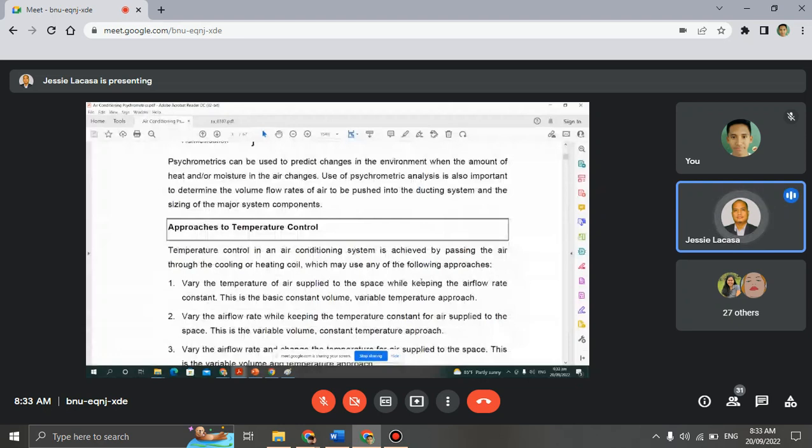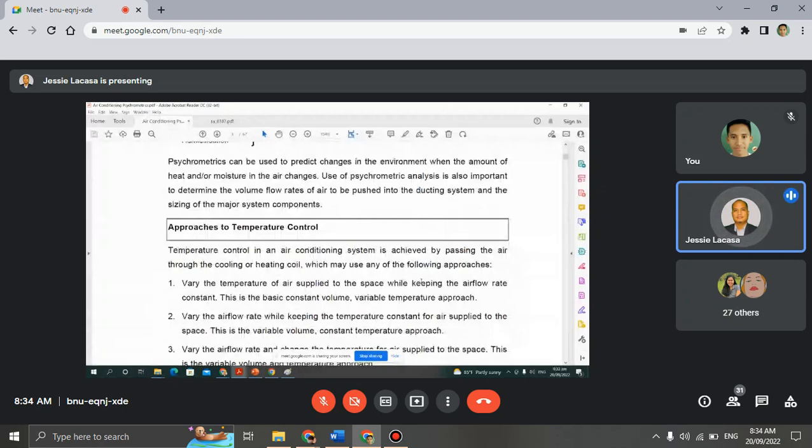Okay? So for the approaches to temperature control, temperature control in an air conditioning system is achieved by passing the air through the cooling coil or heating coil. So which may use any of the following approaches. So you can use either of these four approaches so that you can control the temperature. So you may vary the temperature of air supply to the space while keeping the airflow rate constant. Pwede ra ang imong airflow is constant while varying the temperature, depende kung unsay nakaset sa imong temperature, set point niya sa imong room. So this is the basic constant volume variable temperature approach.